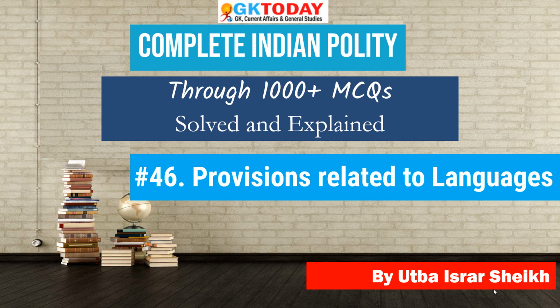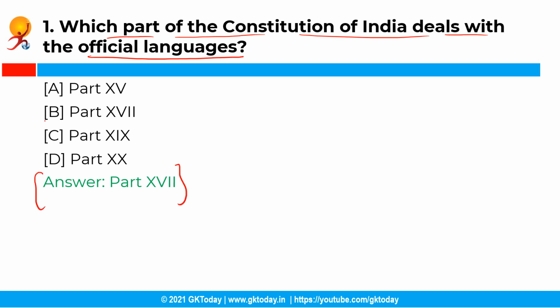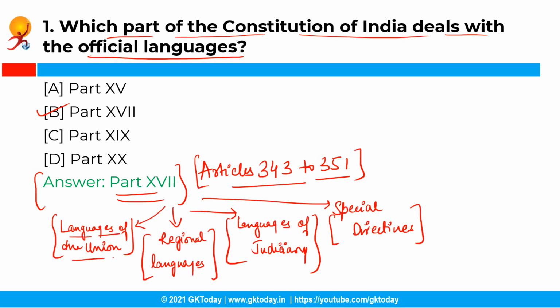Now let's start with the questions on Indian polity. The first question is, which part of the Constitution of India deals with the official languages? You have the following options and the correct answer is option B, that is part 17th. See, the part 17th of the Constitution of India deals with the official language in articles 343 to article 351. The provisions of the part 17 are divided into four heads: languages of the Union, regional languages, languages of the judiciary and text of laws and special directives.